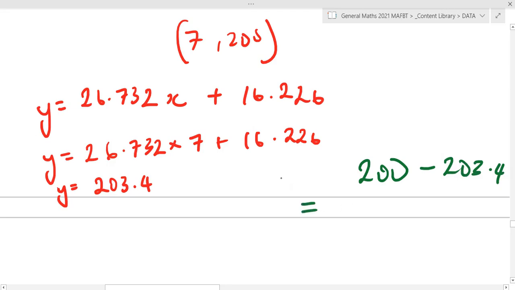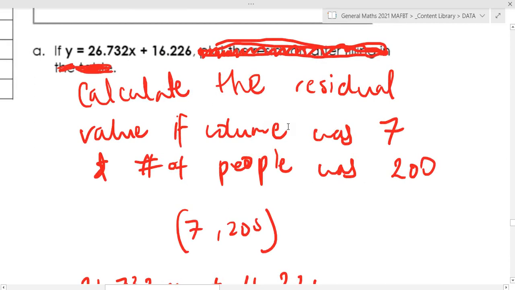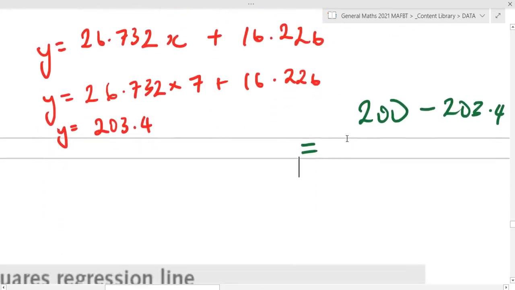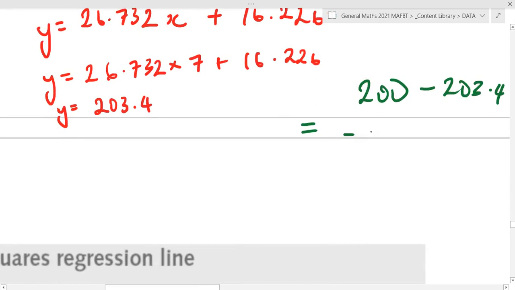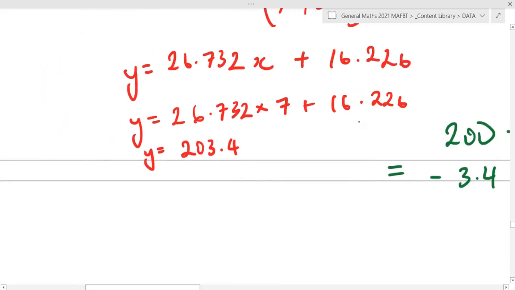that would mean the residual value for this question, which says calculate the residual value if volume was 7 and number of people was 200, would be negative 3.4. So that's the residual value. And that's how we calculate residuals.